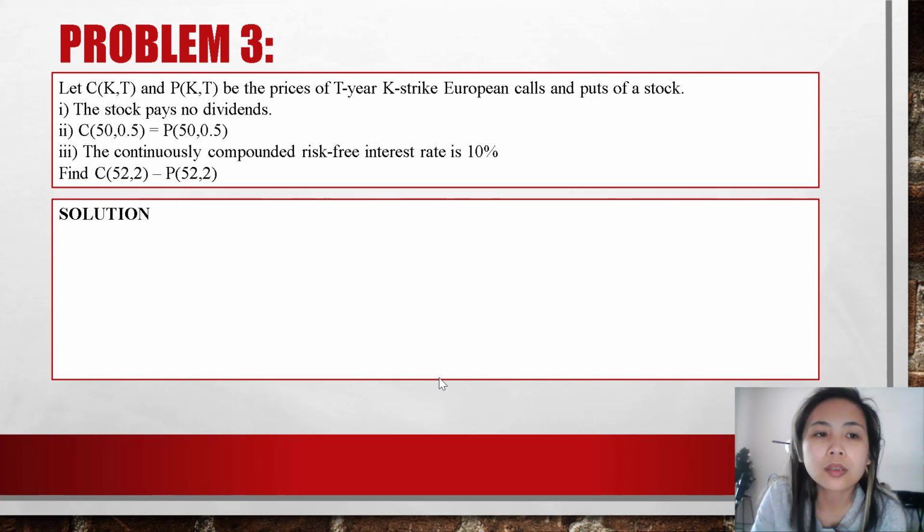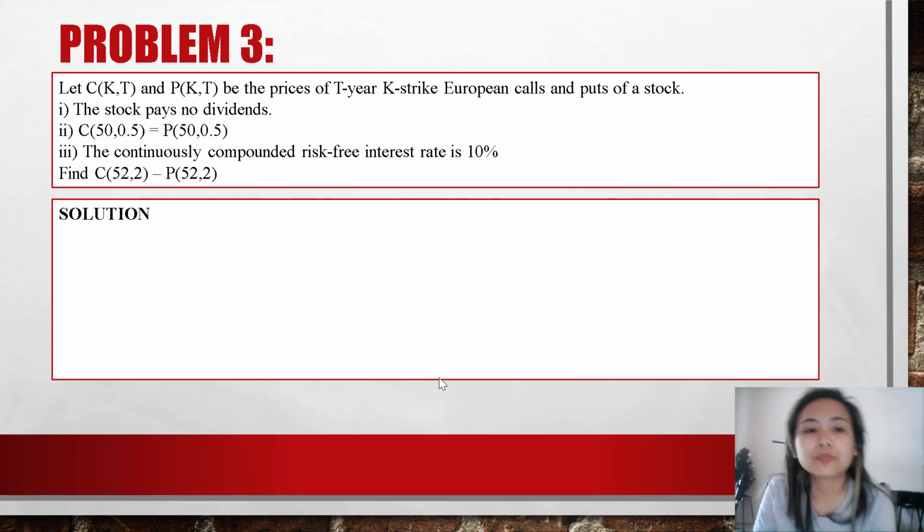Problem 3. Let C(K,T) and P(K,T) be the prices of T-year K-strike European calls and puts of a stock. The stock pays no dividends. The call price with a strike 50 and duration 1/2 is equal to the put price with a strike 50 and duration half year. The continuously compounded risk-free interest rate is 10%. Find C(52,2) minus P(52,2).